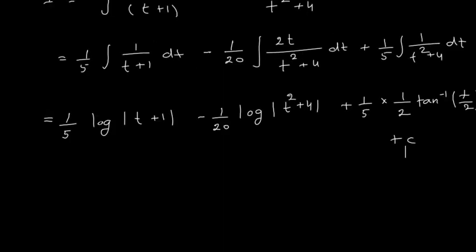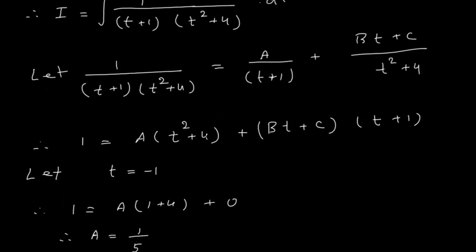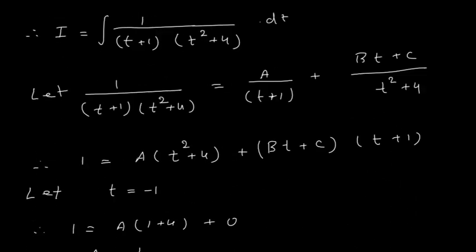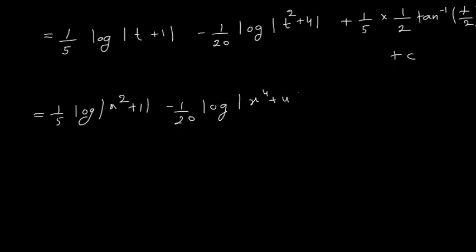Here we have to replace this t. We have assumed t as x square, so here we have to replace this t with x square. So this problem's answer is 1 upon 5. Okay, don't forget to replace again. This is x square plus 1, minus 1 upon 20 log of x power 4 plus 4, then plus 1 upon 10 tan inverse x square divided by 2, plus c.